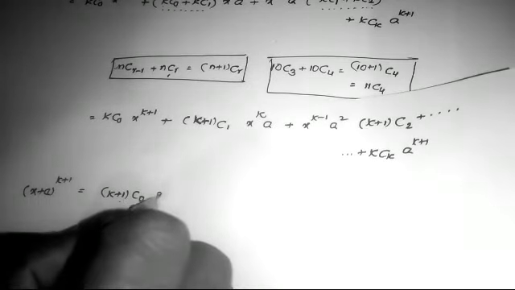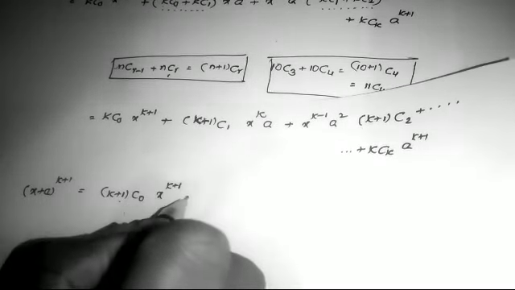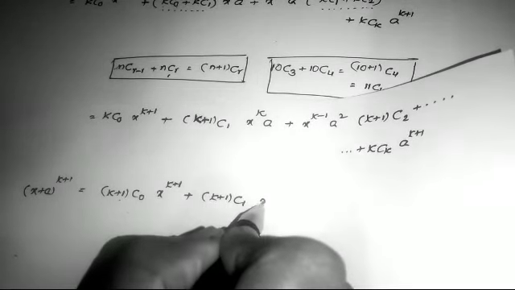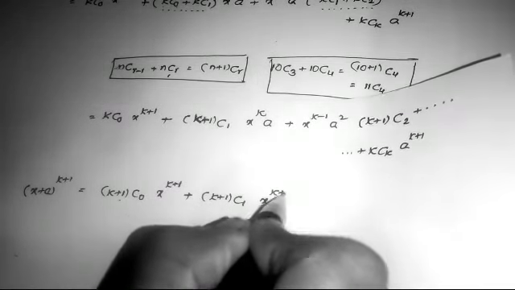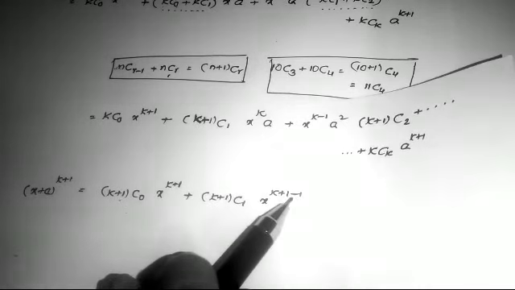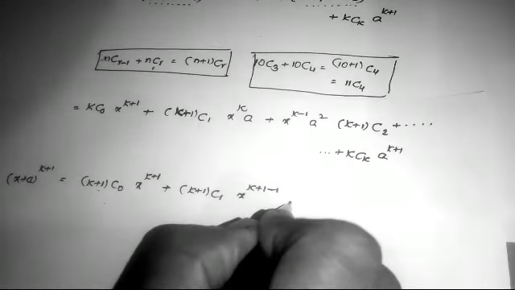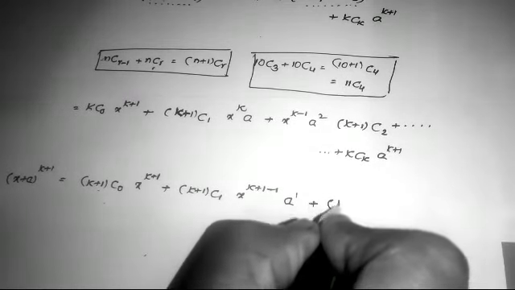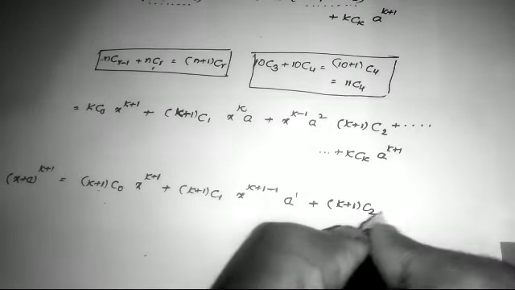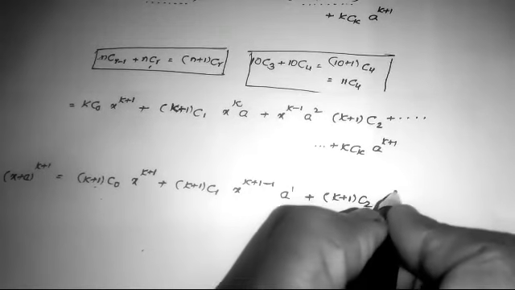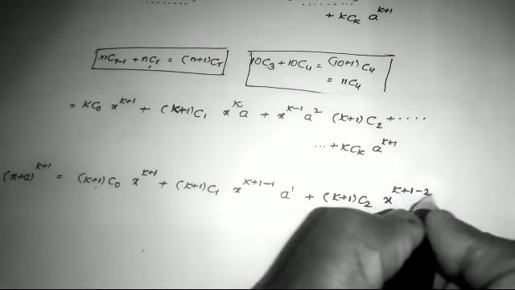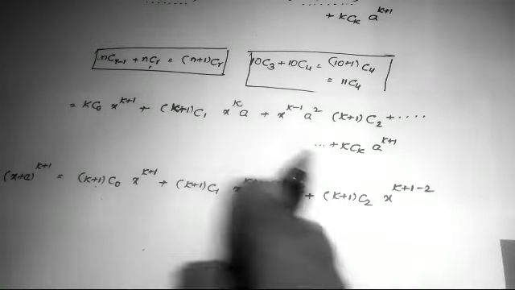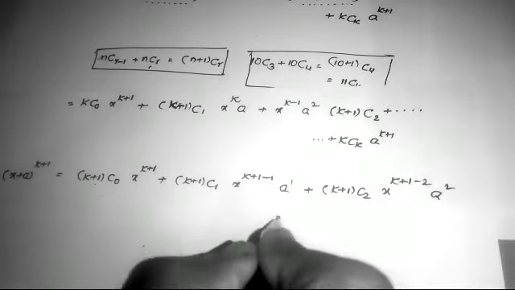Into x^(k+1), plus the next value (k+1)C1 into x^k. I am taking this k as (k+1) minus 1. Understand? I am just adding plus 1 minus 1 to this one, into a^1. A is nothing but a^1. Plus, write this value first: (k+1)C2 into x^(k-1). I am taking that k minus 1 as (k+1) minus 2. What is (k+1) minus 2? That is k minus 1. Into a square, and so on.